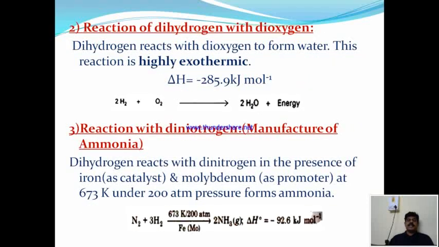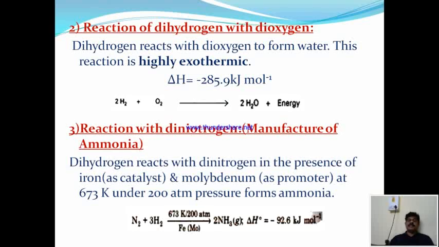Second chemical property, reaction of dihydrogen with dioxygen. Children, hydrogen combines with oxygen to form water. But this reaction is highly exothermic in nature, where delta H is equal to minus 285.9 kilojoules per mole.